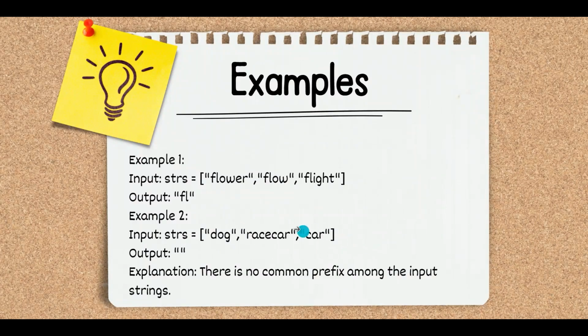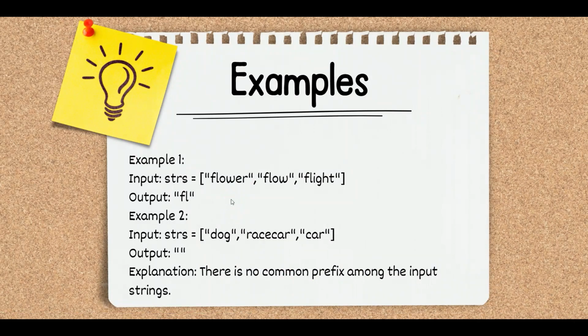For example, you have the input flower, flow, flight, which is a string array, and the longest common prefix in all of the strings is fl. So the output is fl. And in example 2, the input is dog, racecar, and car. So here there is no common prefix, so it will give the blank string. There is no common prefix among the input strings.